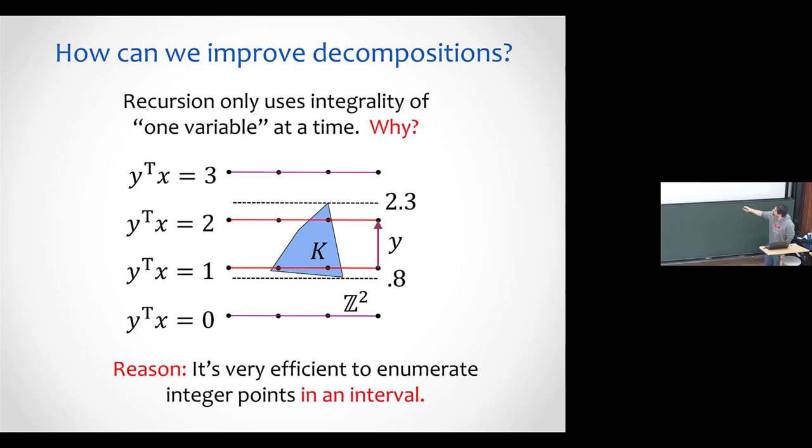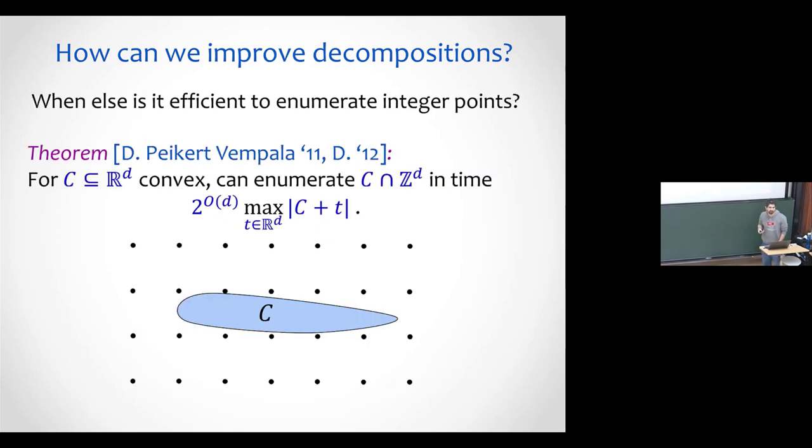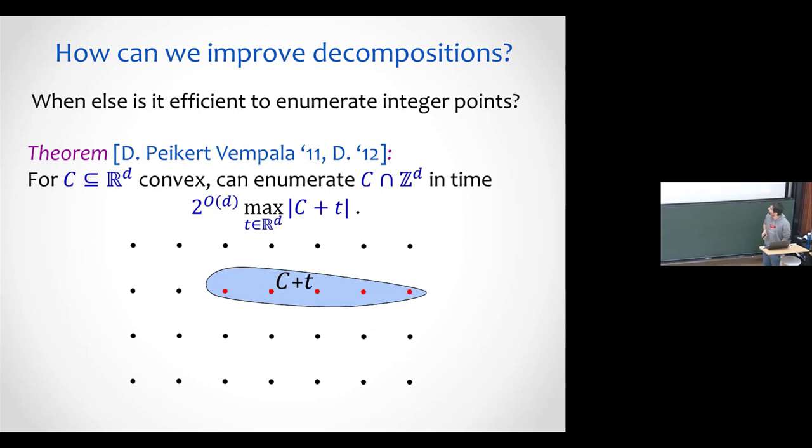It's essentially related to the fact that it's very easy to enumerate integer points inside of an interval, and that's what people knew how to do previously. But what do we also know how to do? So this is the theorem I showed you at the beginning. Another time that we know how to enumerate integer points efficiently is when we know that the worst case number of integer points in any translation is small. That's the theorem that I showed you in the lattice algorithm section. And this is something that you can also use in this context.